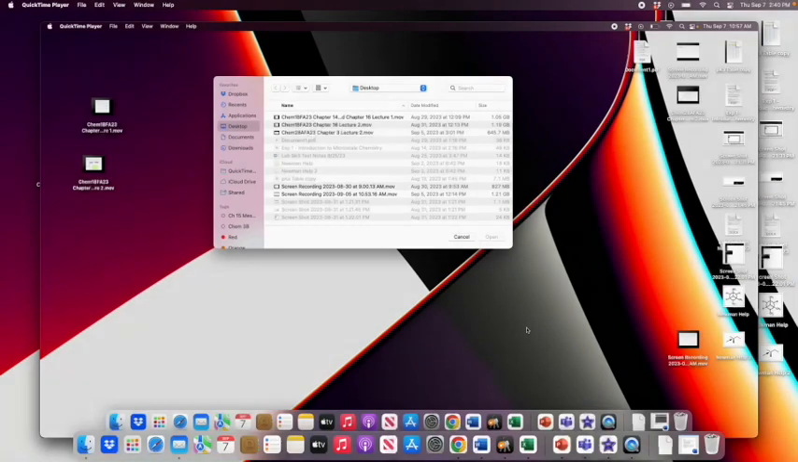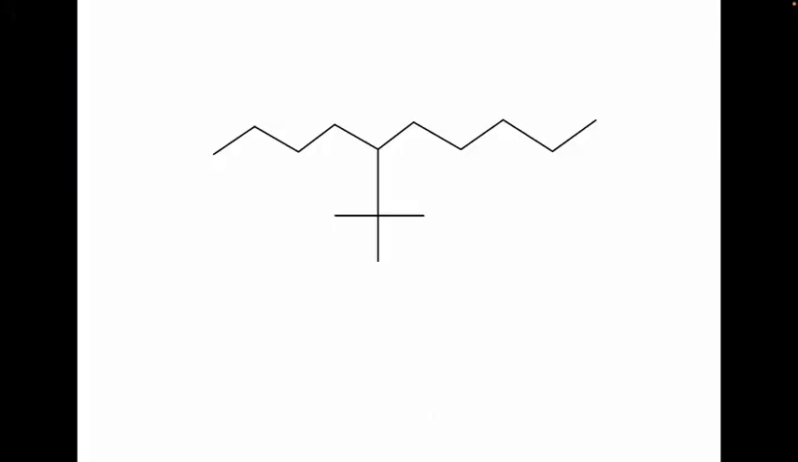So what I could ask you, just to kind of roll it all together here, is give you a molecule like this, and say, give me both the common and the systematic name of this molecule here.